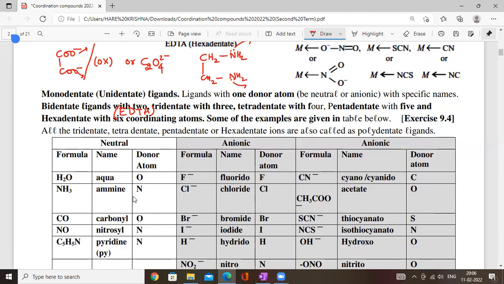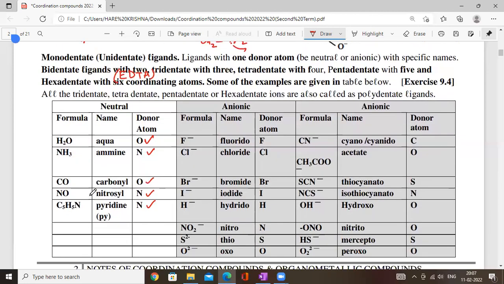Let's start. Neutral monodentate ligands: water is called aqua, ammonia is called ammine, CO is carbonyl, NO is nitrosyl, C5H5N is called pyridine. The donor atom, of course, is one donor atom because they are monodentate ligands. In the same way, fluorido, chlorido, bromido, iodido, hydrido, nitrito. Of course, it should be called nitrito-N.